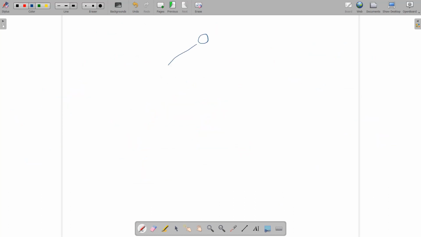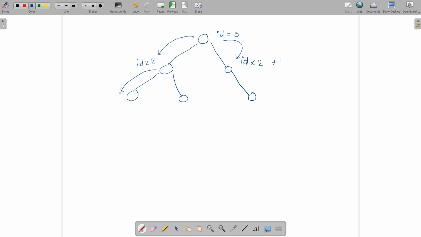And the ID would be something like this. Suppose we have this binary tree, so you will give the ID as 0 for this one, and whenever you move to the left child you will do ID into 2, and whenever you move to the right child you would do ID into 2 plus 1. If you are moving from this to this, your current ID is this one, so you will do ID into 2, since you're moving to the left child.